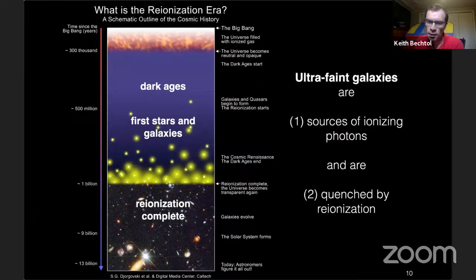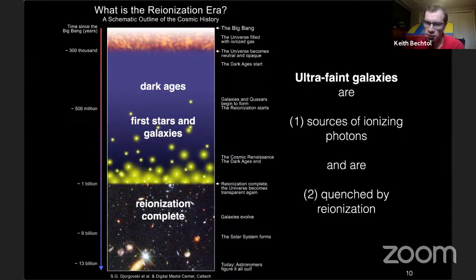So in addition to thinking about the stellar halo as a way of doing this kind of galactic archaeology in terms of how the galaxy formed, it's also worth thinking about these ultrafaint galaxies as a probe of the epoch of reionization, when the first stars and galaxies in our universe were forming. So this was a period within the first billion years of cosmic time, likely a few 100 million years after the Big Bang.